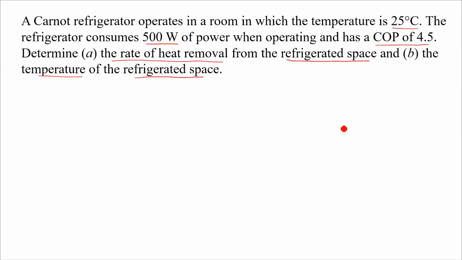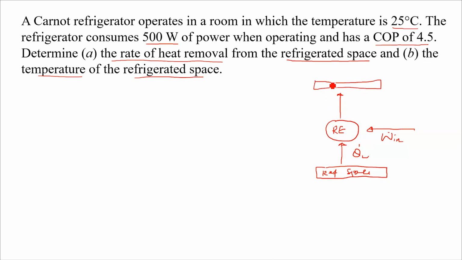In the meanwhile, let me draw the schematic for you so that you know what a refrigerator is. This is the refrigerator. Work in is being provided to this refrigerator. This refrigerator extracts heat from a refrigerated space in the form of Q dot L, and it rejects heat to a high temperature region, which is the atmosphere outside the refrigerator, at TH, and the rate at which it is throwing the heat is Q dot H.